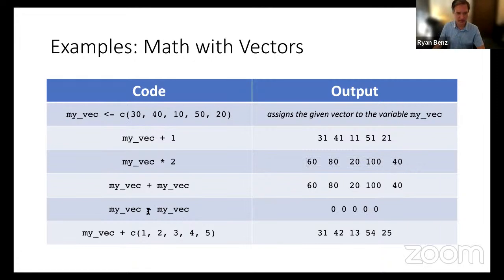Perhaps unsurprisingly, if you subtract a vector from itself, you're going to get all zeros. And this is an example where we use variables, but you could also explicitly define a vector here to do the same kind of thing. Okay, so any questions here about vectors and doing math on vectors?